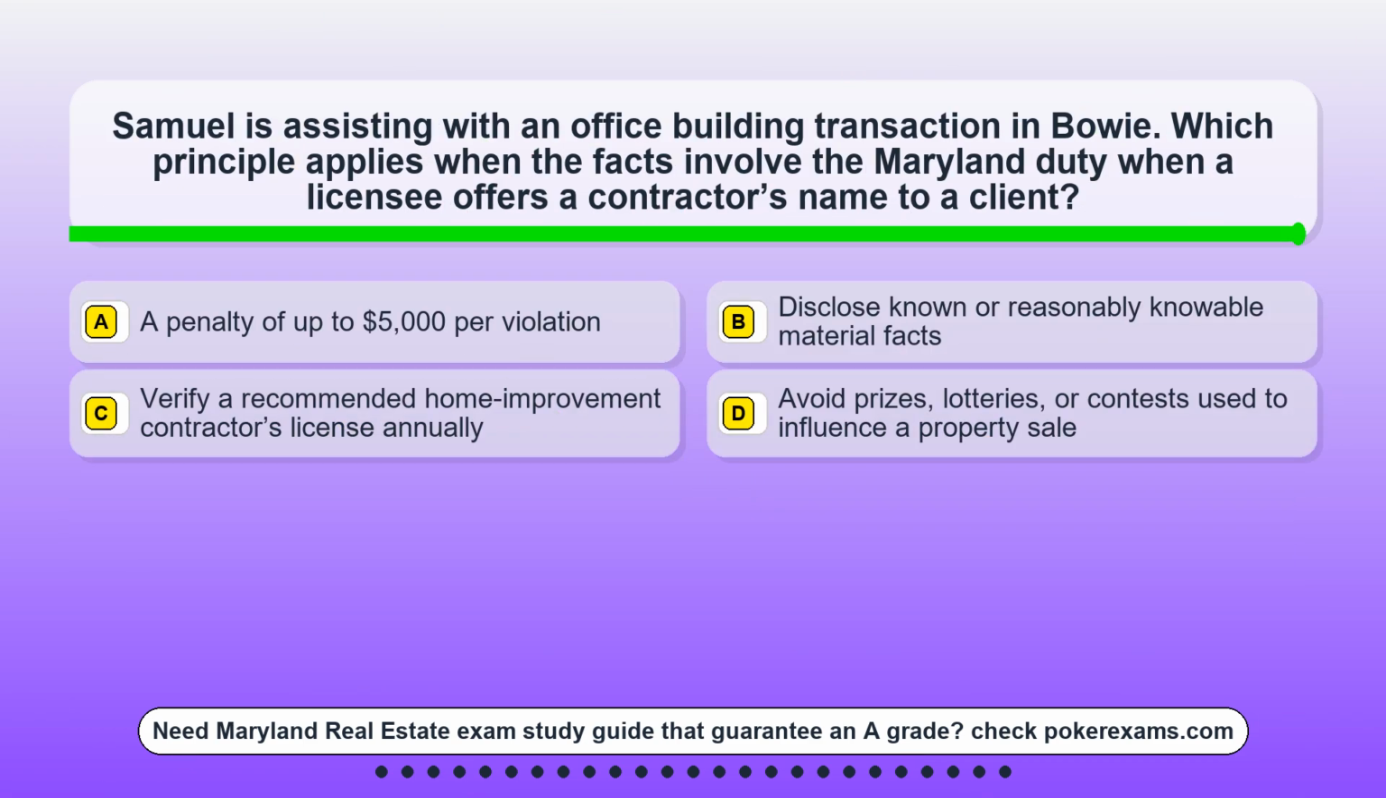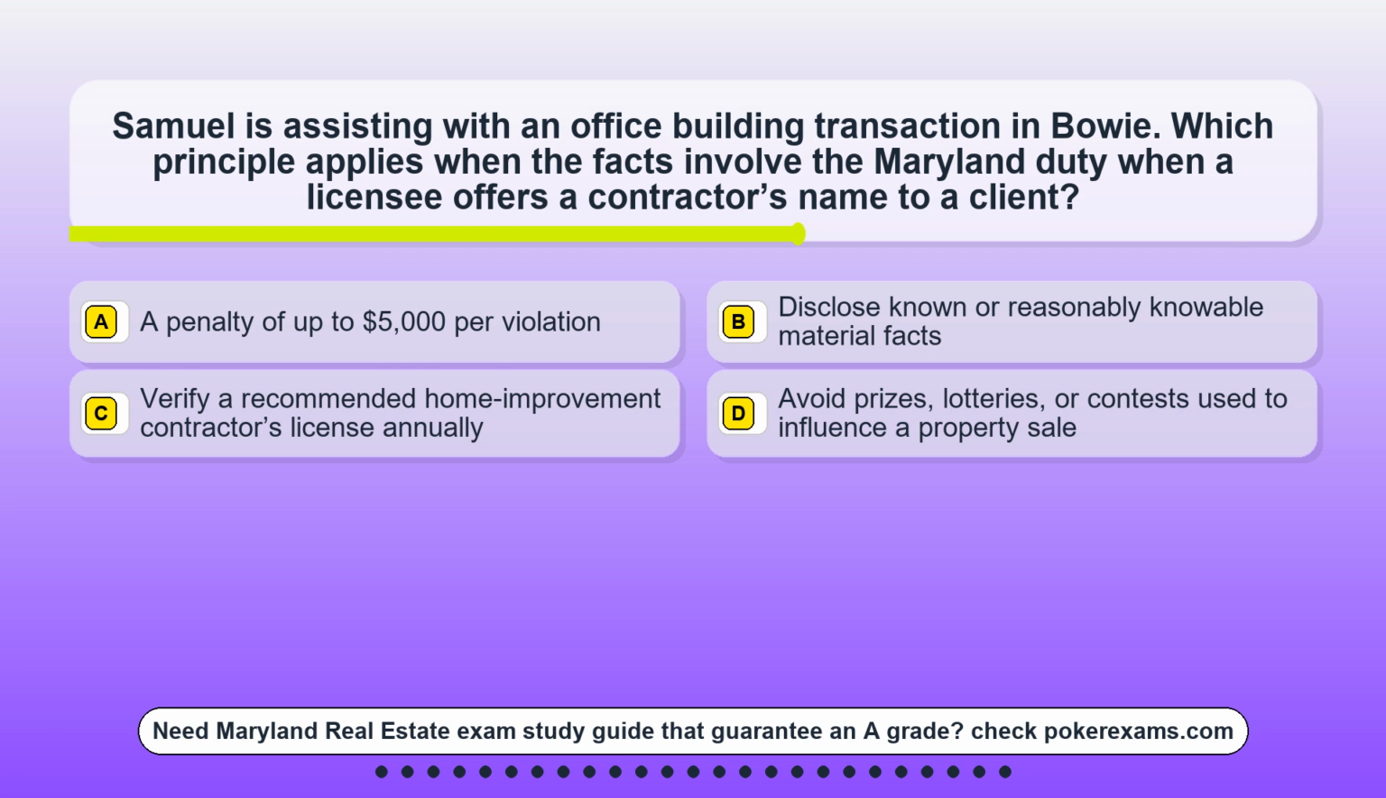Question 2. Samuel is assisting with an office building transaction in Bowie. Which principle applies when the facts involve the Maryland duty when a licensee offers a contractor's name to a client? Option A, a penalty of up to $5,000 per violation. Option B, disclose known or reasonably knowable material facts. Option C, verify a recommended home-improvement contractor's license annually. Option D, avoid prizes, lotteries, or contests used to influence a property sale.